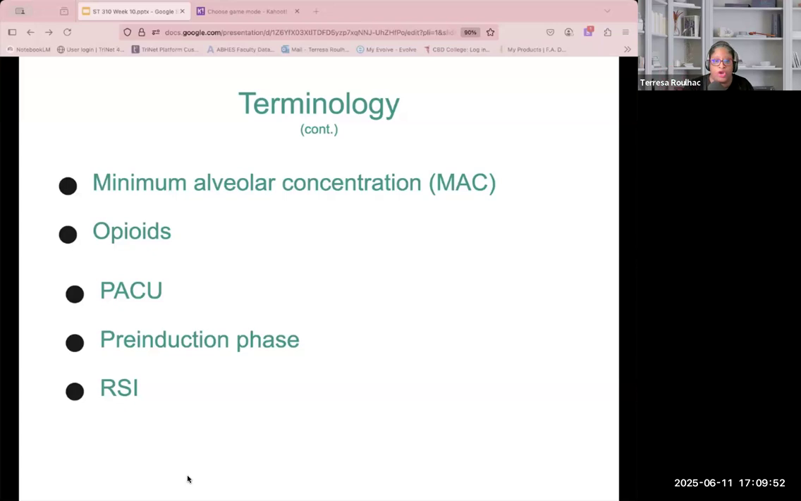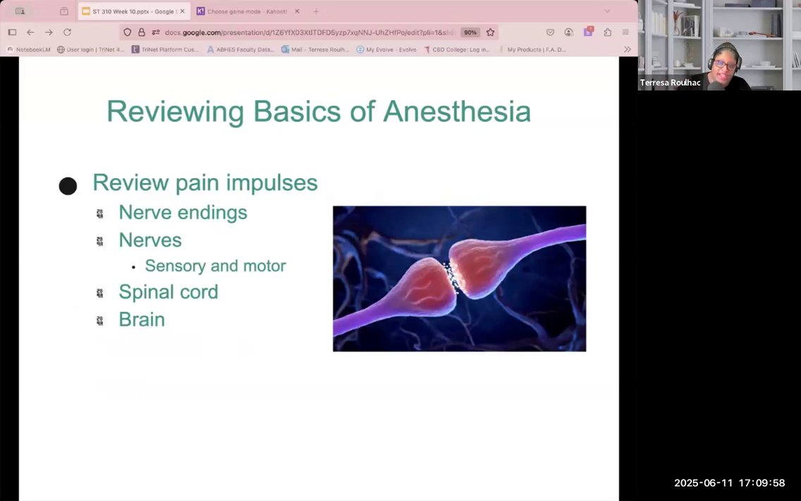Now, again, more terms just to be familiarized with. So, in the operating room, we do not want our patients to feel pain. Now, just the basics. We're looking at the pain impulses, nerve endings. These are going to detect pain, and then they send signals through nerves. Your nerves are the pathways that carry the pain signals to the spinal cord, like the highway. Like we're in the car, we've got the message. In order to get where we need to go, we take the highway, which is our nerves, because our nerves are going to get us where we need to go.